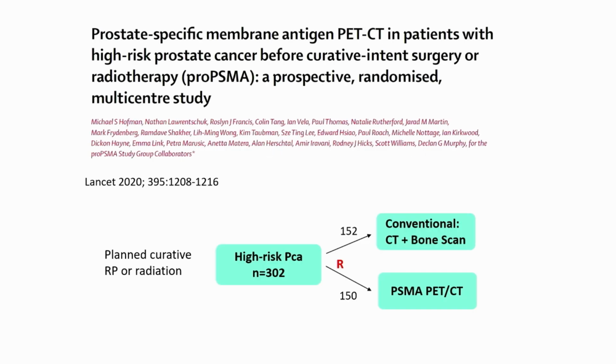And so this is the PRO-PSMA trial. There were 302 patients with unfavorable risk prostate cancer who were considering curative treatment. And they were randomized from 2017 to 2018 to undergo initial staging with conventional imaging versus PSMA PET. And then following initial imaging, all patients crossed over to be staged with PSMA PET or with conventional imaging.